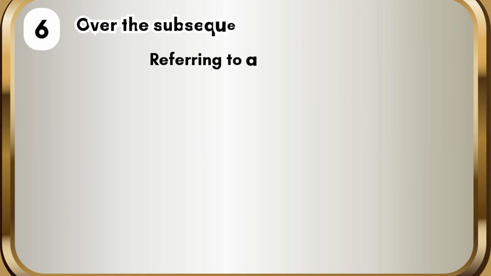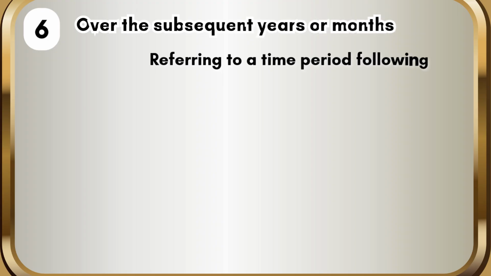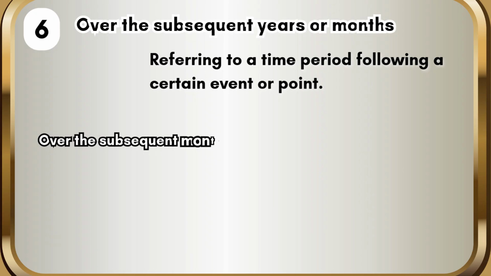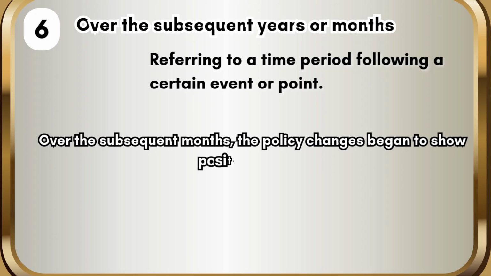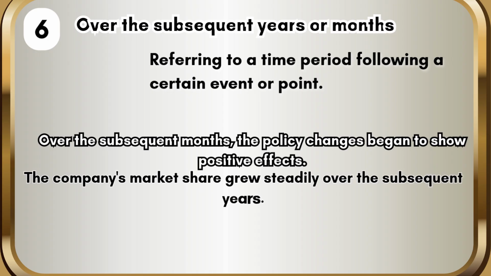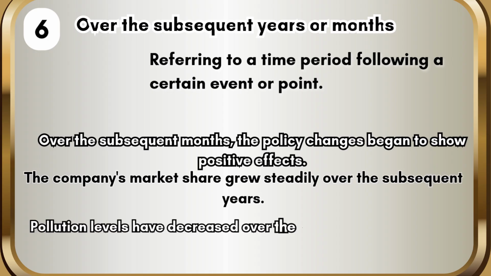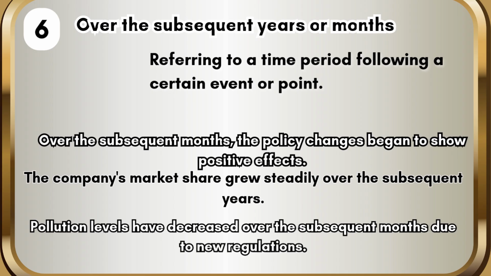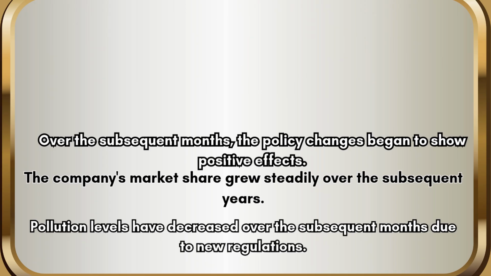Over the subsequent years or months. Referring to a time period following a certain event or point. Over the subsequent months, the policy changes began to show positive effects. The company's market share grew steadily over the subsequent years. Pollution levels have decreased over the subsequent months due to new regulations.